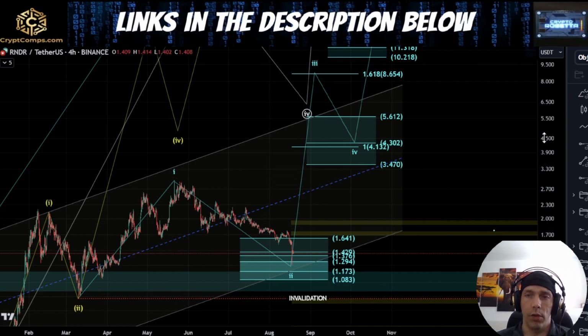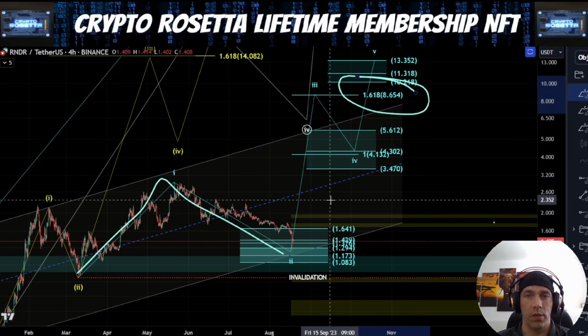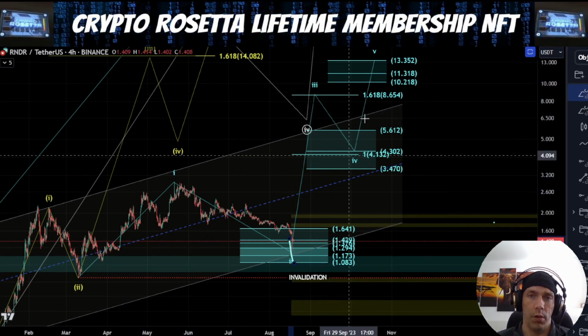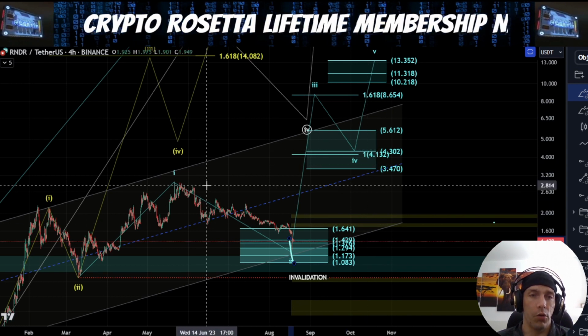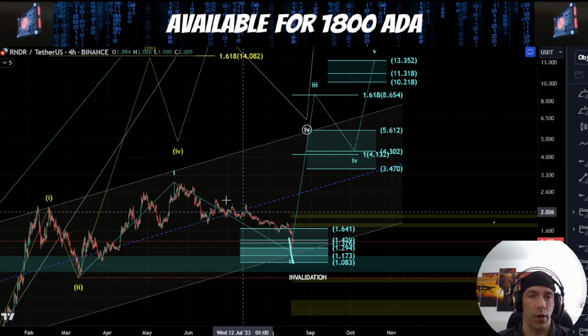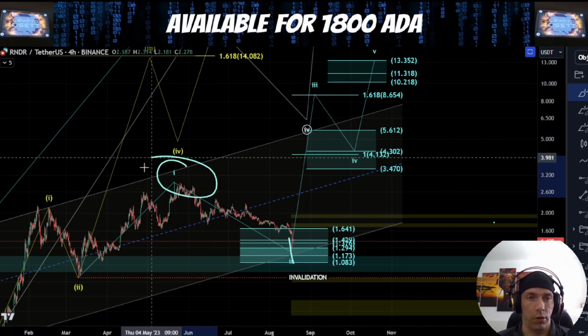So the ideal thing we want to see here, if we're building this impulsive structure, is a move past this $8.65 from where we currently are. If we move down lower, this target also moves lower, which then doesn't mean there's as much space for this fourth wave to develop when we get a third, a fourth, and a fifth, because the fourth wave isn't allowed to cross this wave 1.